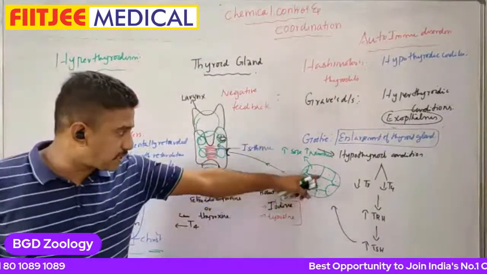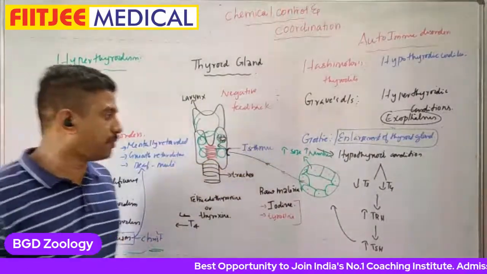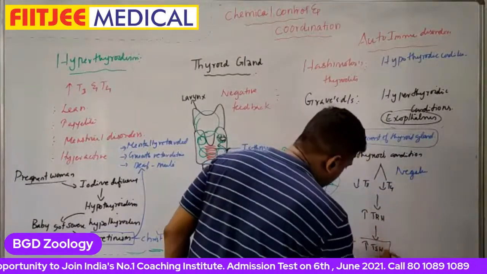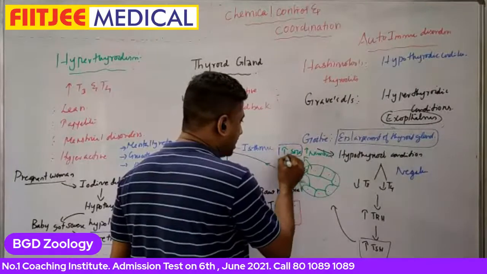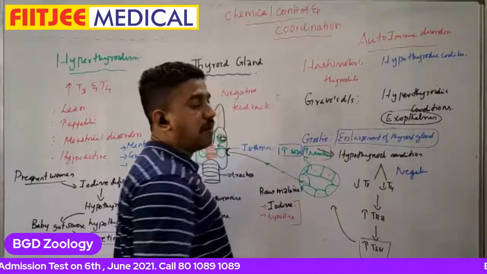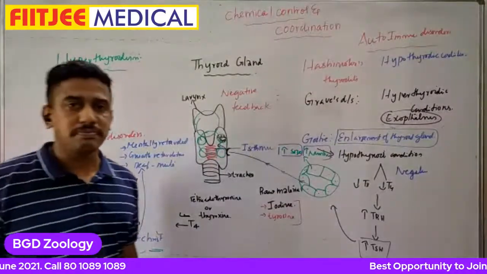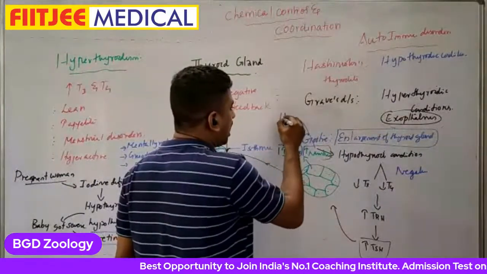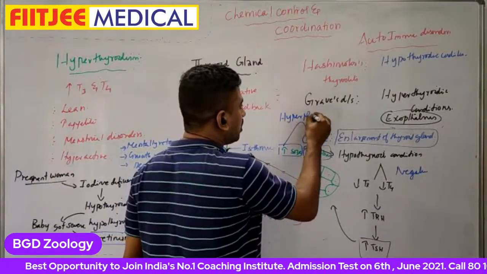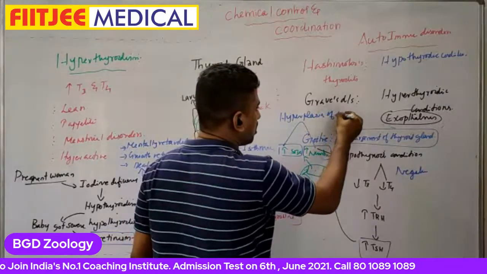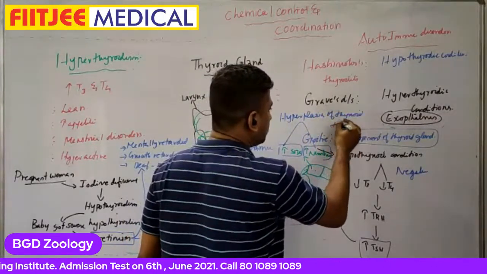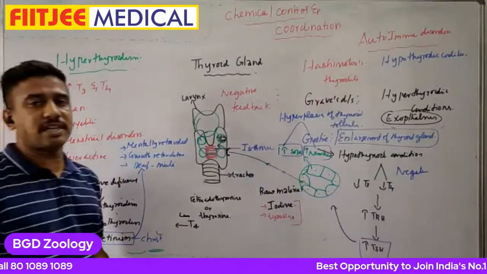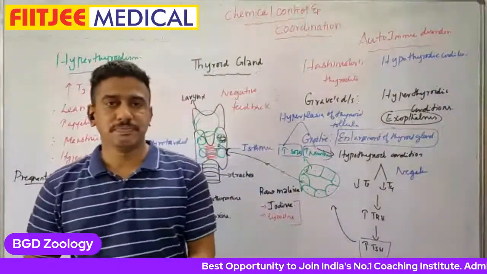So this thyroid gland enlargement is the after-product of the negative feedback mechanism, because the increased TSH will increase the size and the number of the thyroid follicles. Generally we have a term for that. It's called hyperplasia of thyroid follicles. Clear? What is it called? Hyperplasia of the thyroid follicles. Clear, everyone?